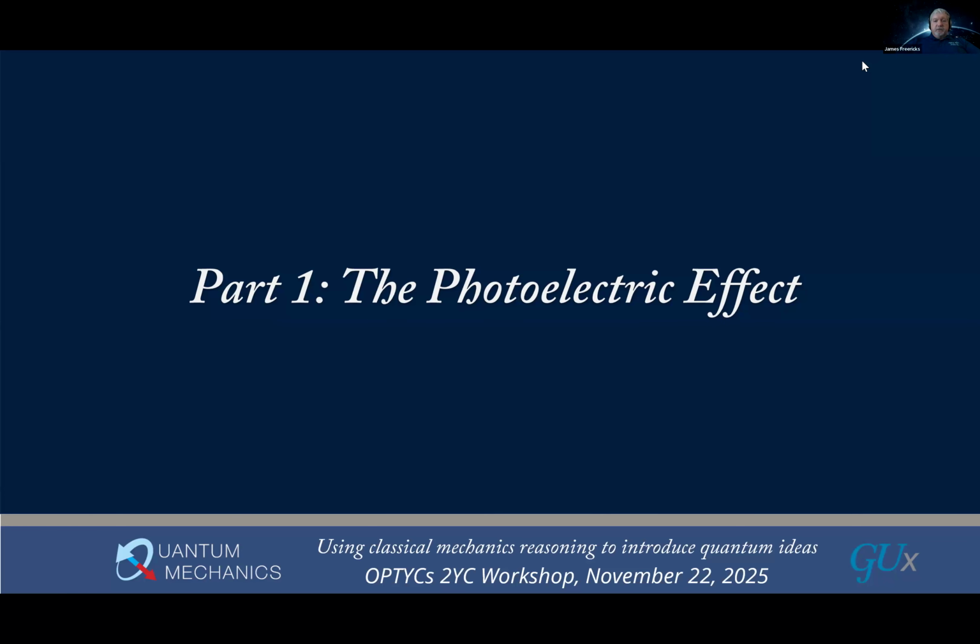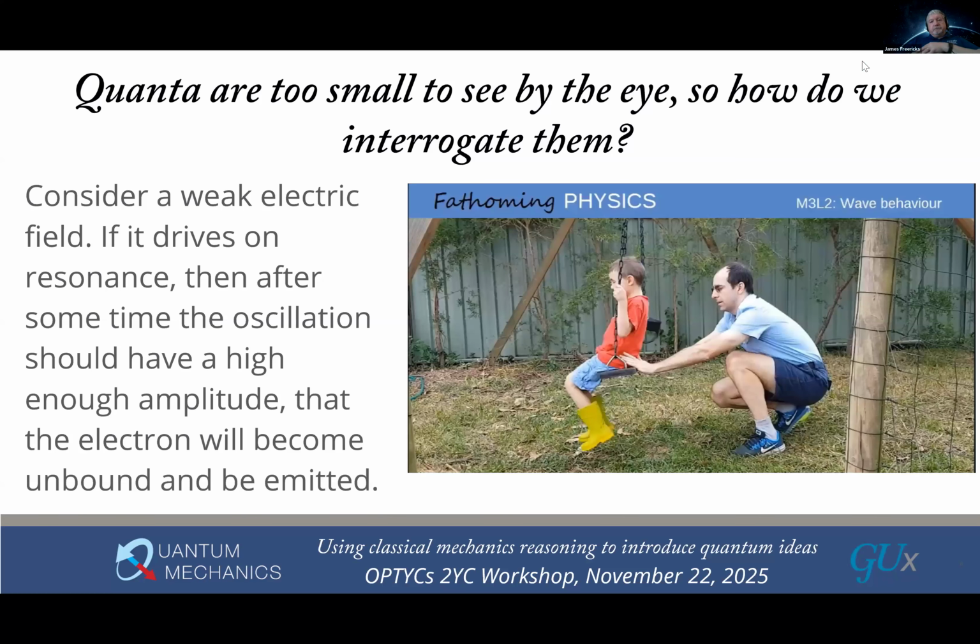The first thing we're going to start with is the photoelectric effect. The first thing that you encounter when you're trying to deal with anything in quantum mechanics is a question that we often don't ask, but we really should: individual quanta are too small to see by eye. So how do we actually do experiments on them?